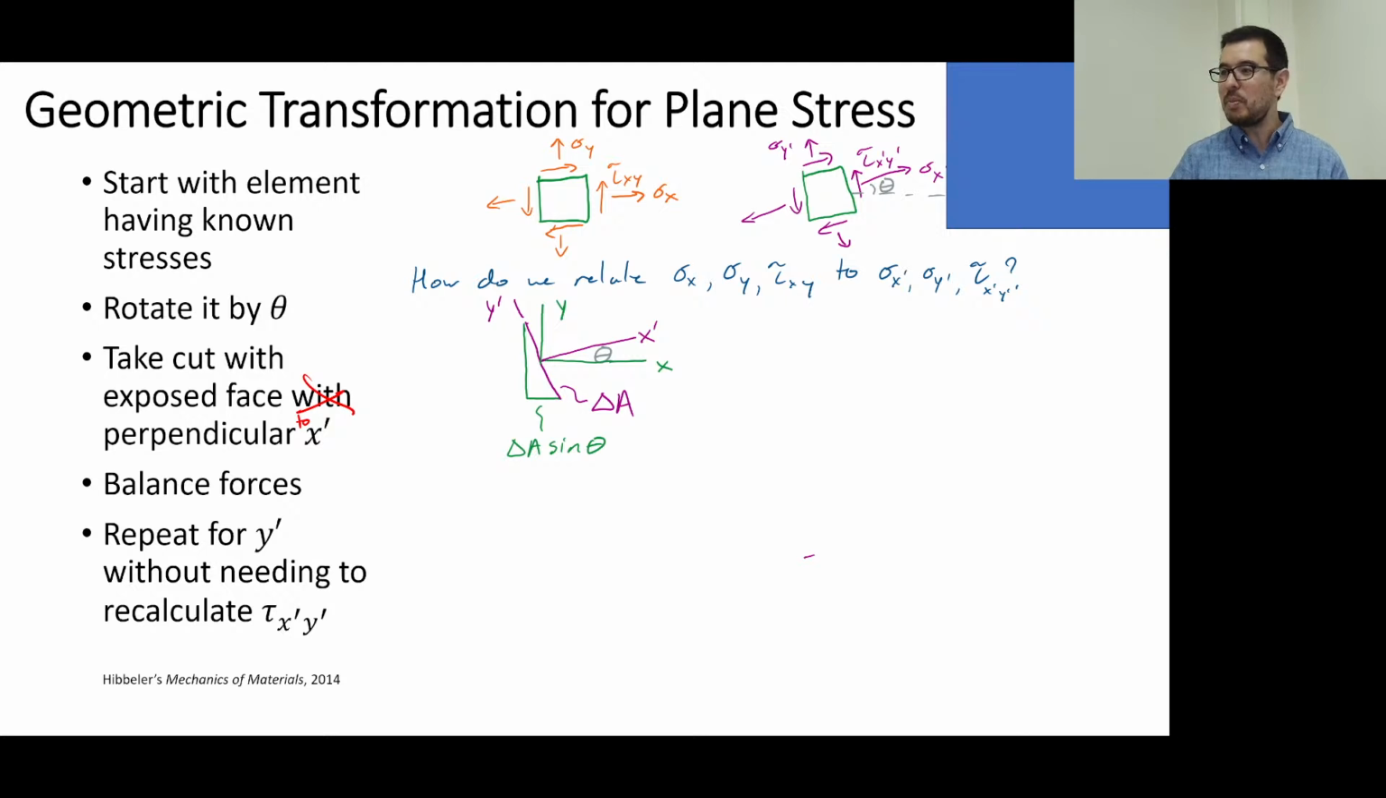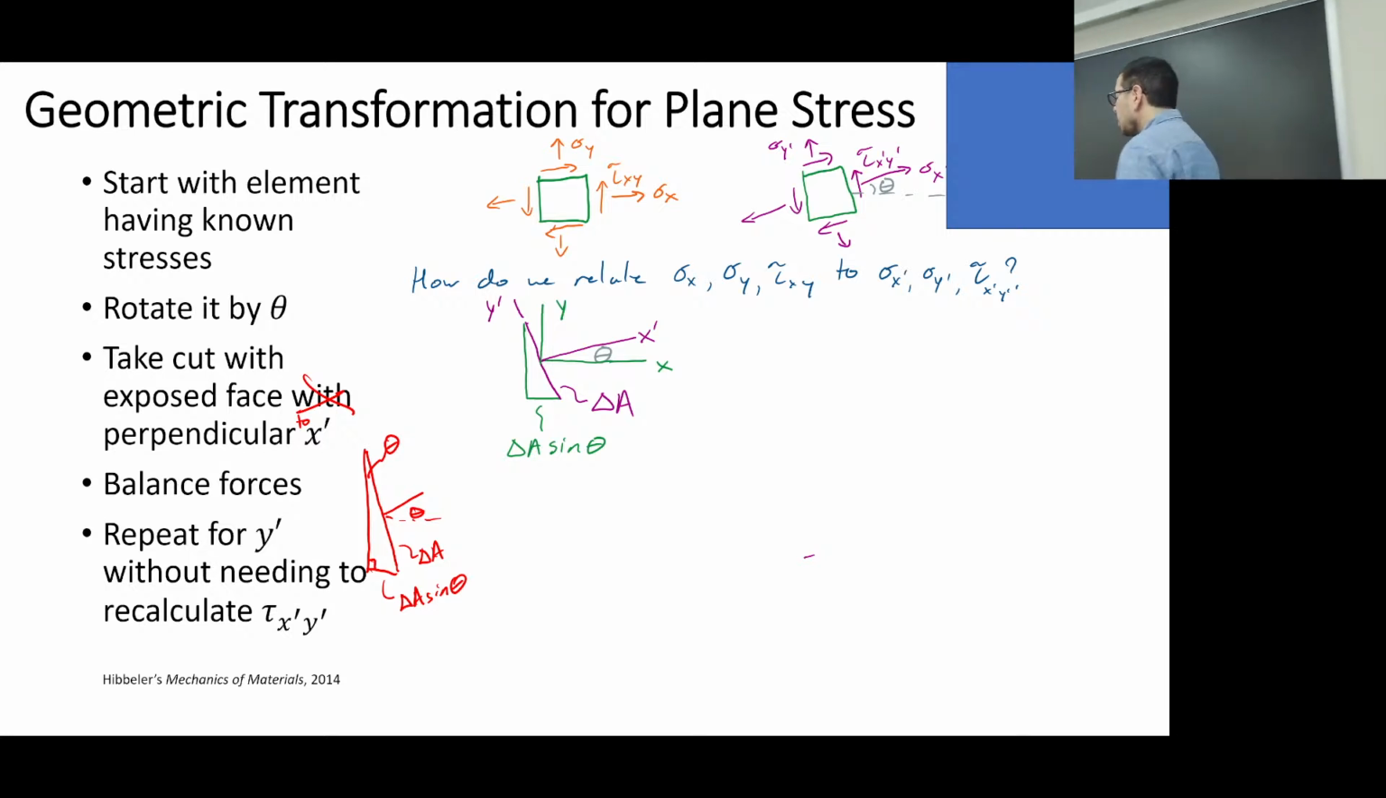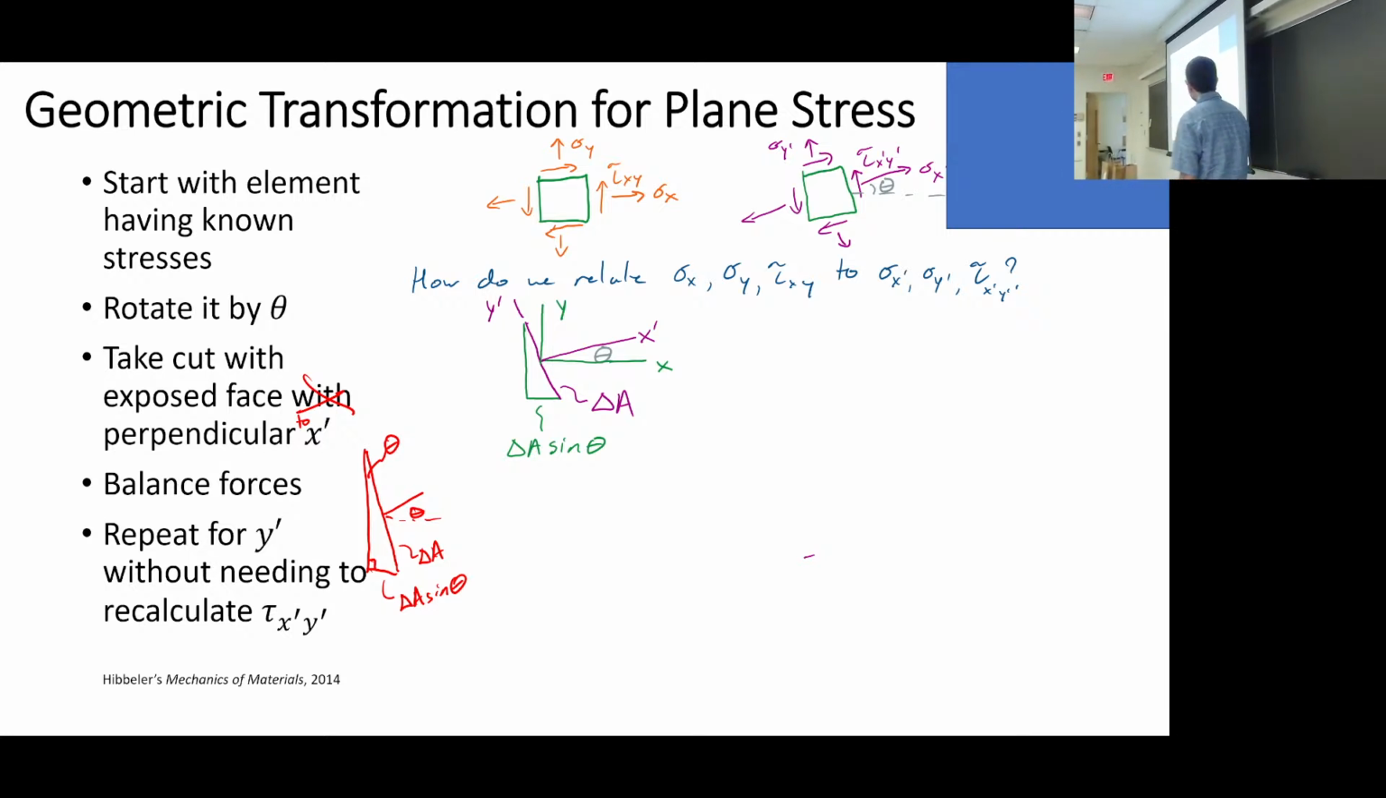Again, I maybe didn't exaggerate as much. When I say exaggerate, I mean make these things look like that, so that you know this is the theta, and this is the theta in here. Then it becomes obvious that if this face is delta A, this is going to be delta A sine theta. I'm just drawing a 2D figure, which is kind of annoying.